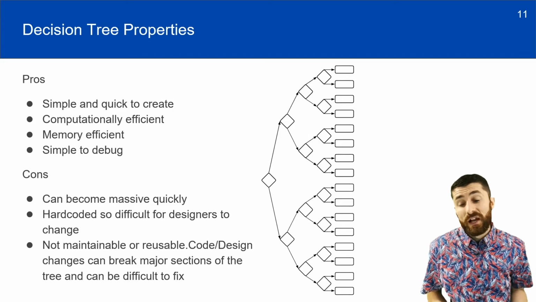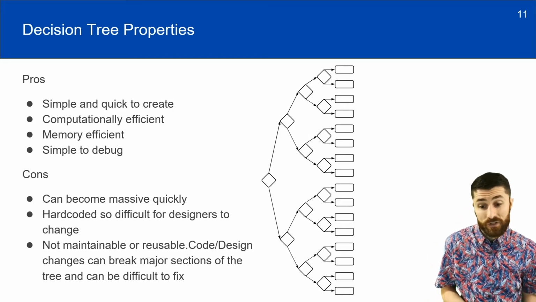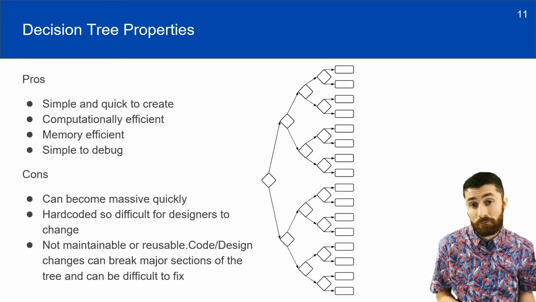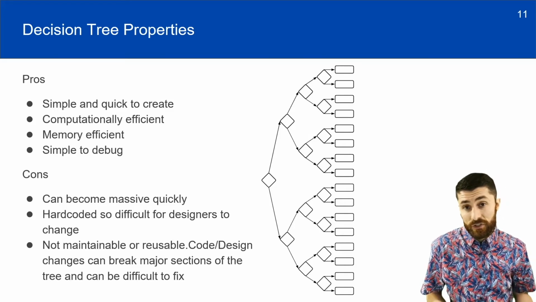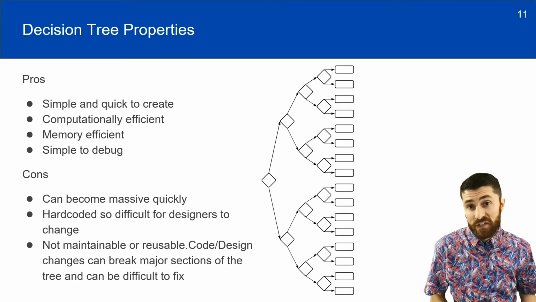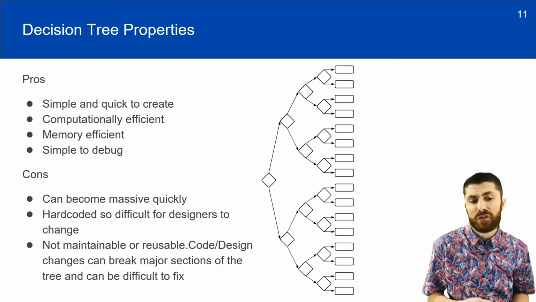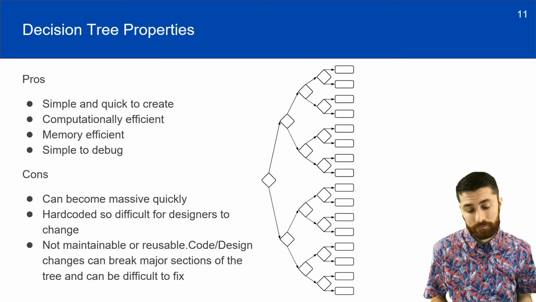And related to that is that they're not maintainable. So if a designer, for instance, wants a big change and that upsets a major portion of the tree, everything under that point at which you need to adjust will have to become fixed in some way in order to get it to work again. So it can be a really big headache to change these things.